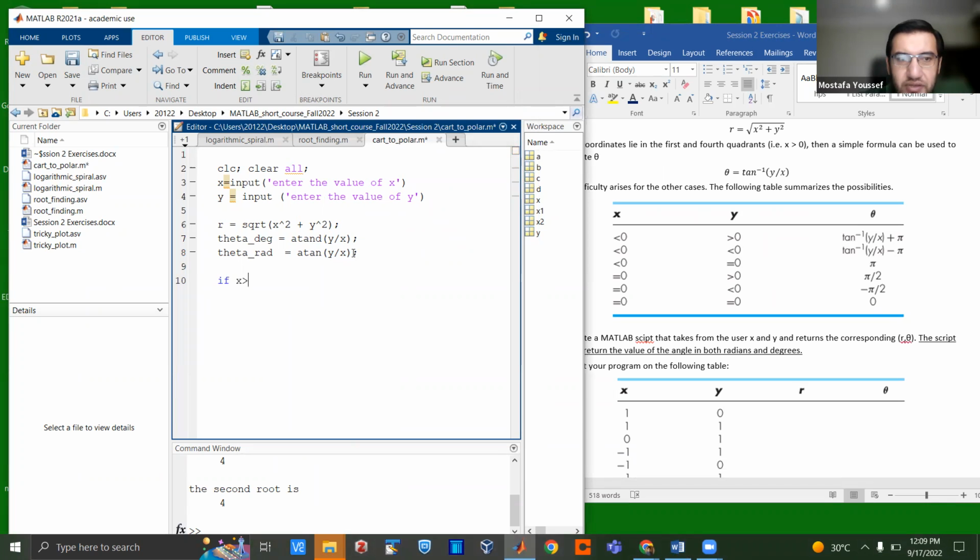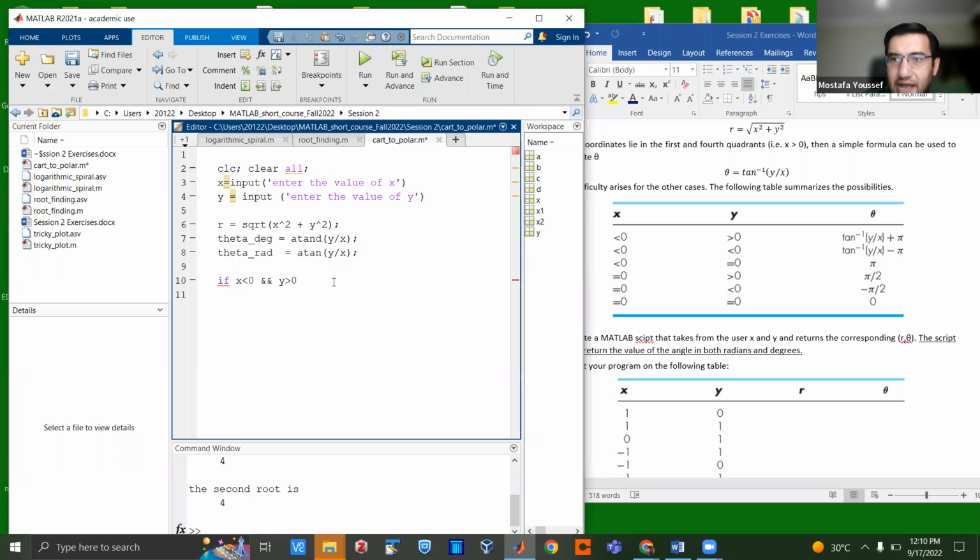If x is greater than 0 and y is also, sorry, if x is less than 0 and y is greater than 0. Some of you used two ampersands, like two ands, and this is fine. Typically two ands for scalars, one and for arrays, but MATLAB still deals with these as arrays, so both of them are going to work. Maybe I can put two ands here because these are scalars.